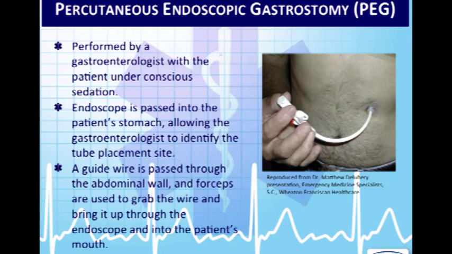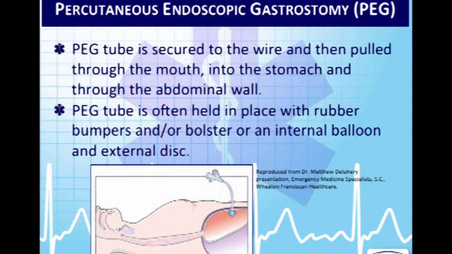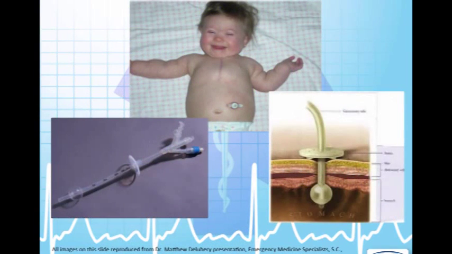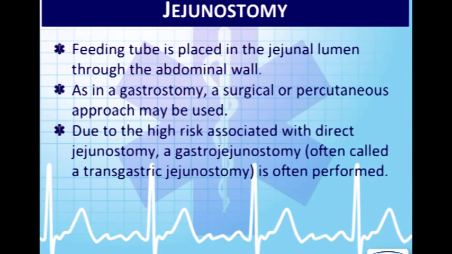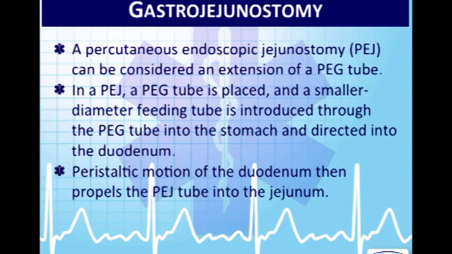And they can be very long, and they can be very short in length. They are secured into the stomach with a little balloon, as you can see, and then they're often adhered to the skin with a bumper. They're very frequently used in all ages of children, adolescents, and adults, and they're something that you will see accidentally pulled out every once in a while. In the emergency room, we're able to replace the G-tubes, as the amount that you have to put them in are very small. It's a relatively easy procedure to replace them.